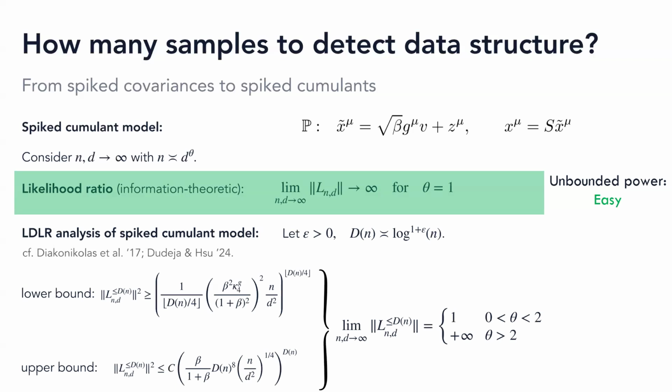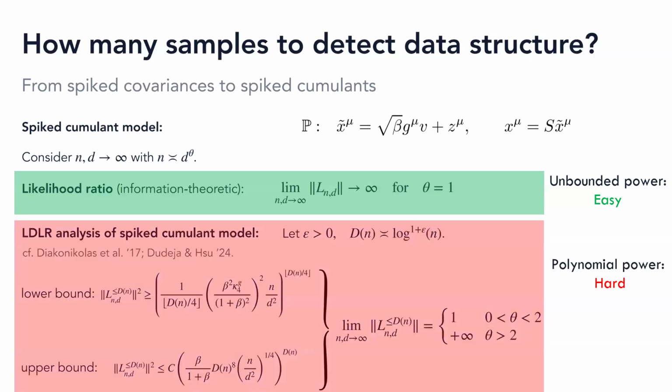But the surprise comes looking at the low-degree polynomials. This was a bit more complicated. We cannot compute it precisely. We had to do a lower bound and upper bound. But if you do the asymptotics, you find that this low-degree likelihood ratio will be 1 if theta is smaller than 2, and it will diverge as soon as theta is larger than 2. So this means that, okay, of course they are different. Here we have a linear sample complexity, here we have a quadratic sample complexity. It means that there is a statistical to computational gap.